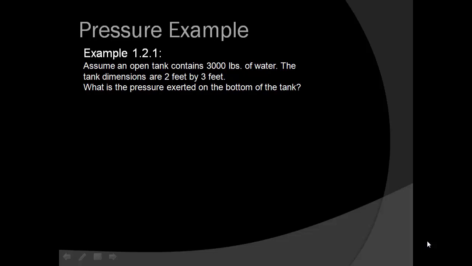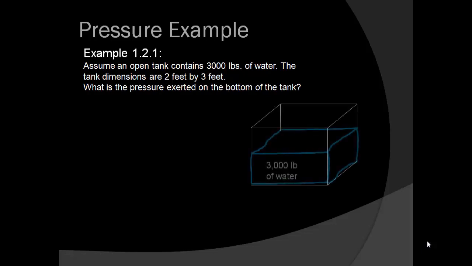Assume that we have an open tank and this tank is filled with 3,000 pounds of water. The dimensions on the tank are 2 feet by 3 feet. The question is, what is the pressure exerted on the bottom of the tank?